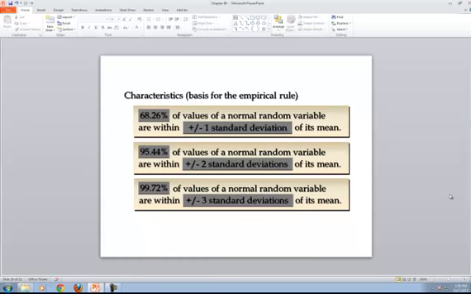Now these are important things to note about the normal distribution based on the empirical rule. Please take a minute or two to read these. 68.26% of the values will be within plus or minus 1 standard deviation from the mean. 95.44% will be between plus or minus 2 standard deviations, and 99.72% will be within plus or minus 3 standard deviations.